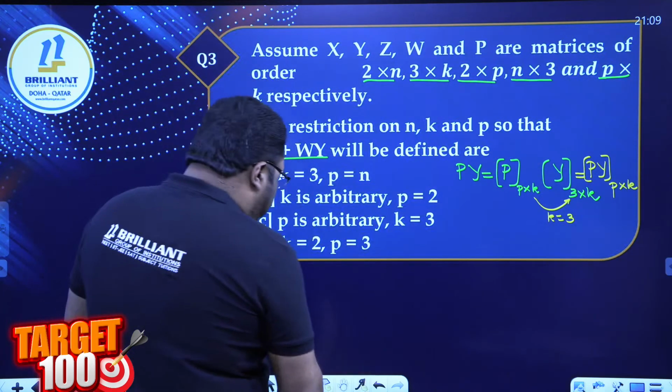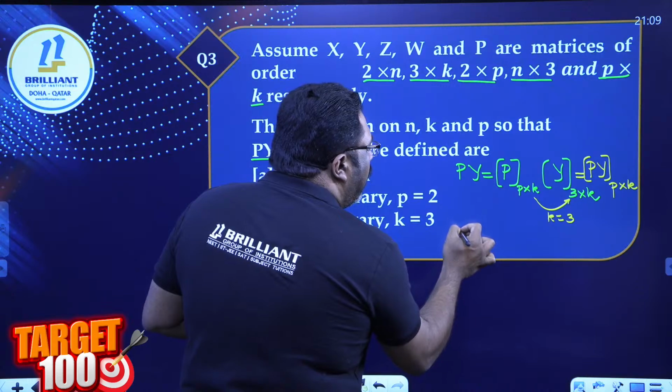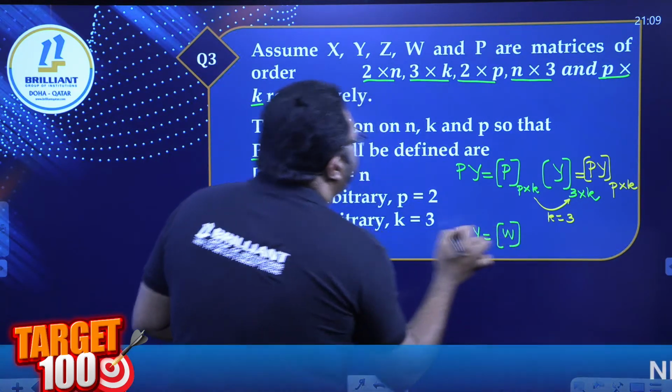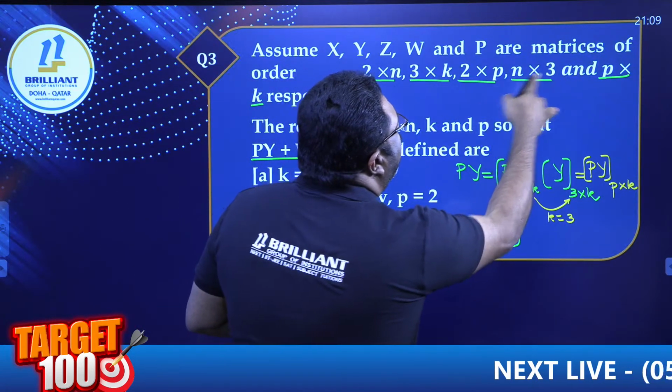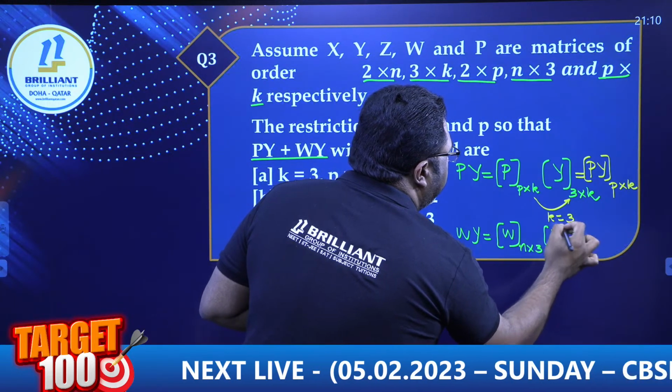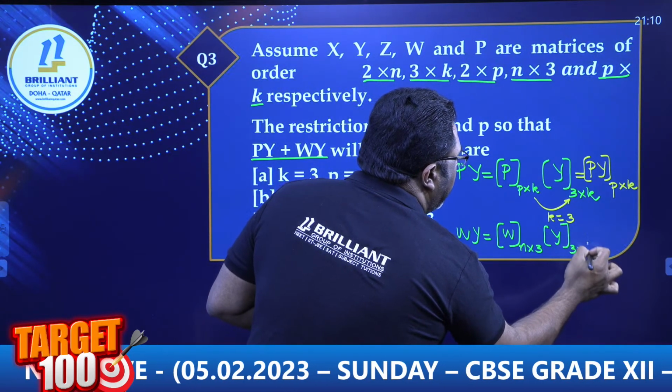Likewise, let's see what's going to happen with WY. All of you, what is going to happen with WY? The matrix W has order n by 3, and we know the order of Y, which is again 3 by k.